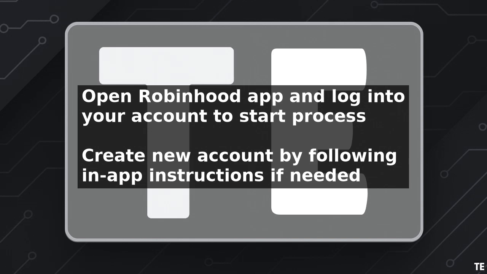Once you are logged in, tap on the search bar at the top of the screen and type in the name or ticker symbol of the ETF you want to buy. You can browse through the search results to find the ETF you are looking for, and then tap on it to view its details page.